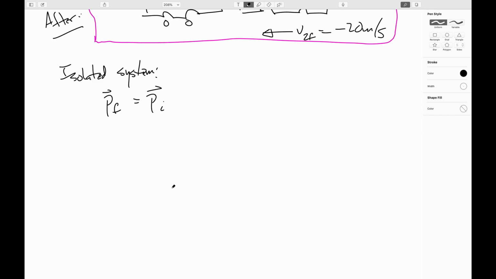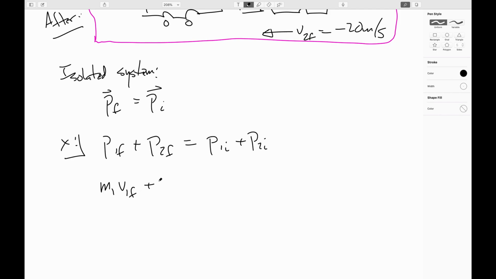All right, so then again, we can take the x component of this. So this will be P1 final plus P2 final. Again, we know this is all acting horizontally, so we don't really have to write the sub x's. Equals P1 initial plus P2 initial. So we can go ahead and put in what these are. This will be M1 V1 final plus M2 V2 final. This equals M1 V1 initial plus M2 V2 initial by the definition of momentum.